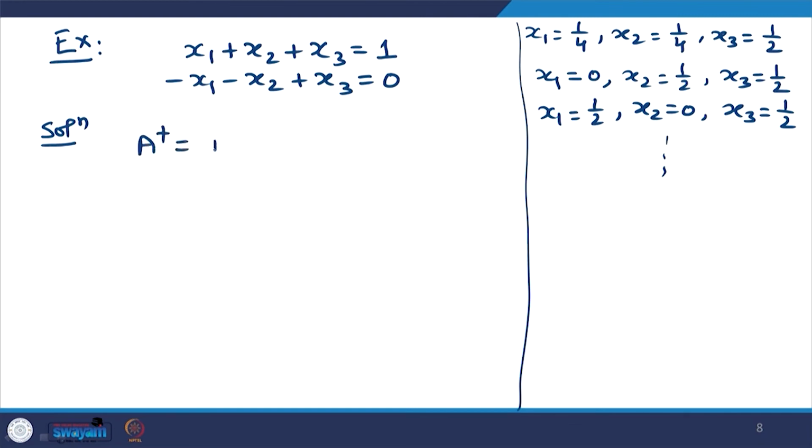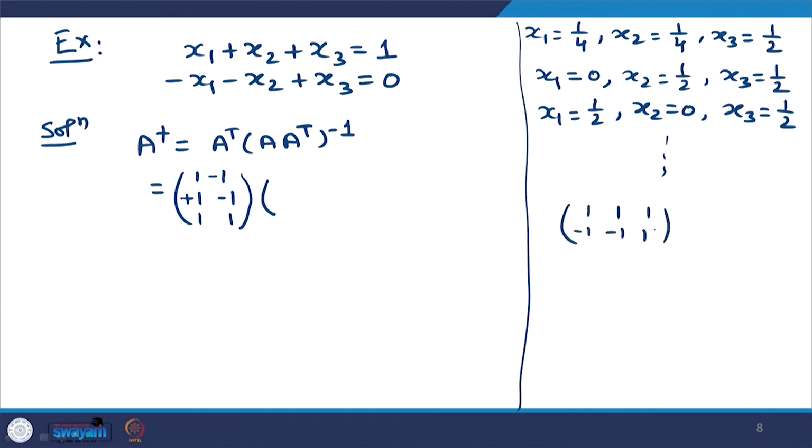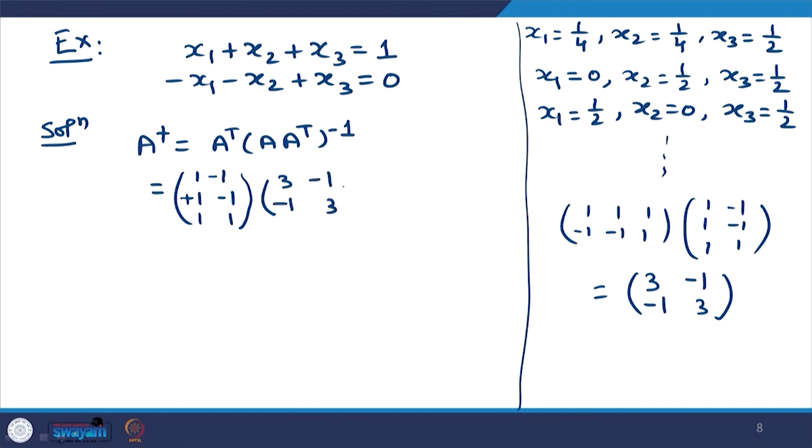So, again we will use whatever we have learned. I will calculate the pseudo inverse of A, that is A transpose times the inverse of A A transpose. Here A transpose will become 1 minus 1, 1 minus 1 and then 1 1. A into A transpose will become 1 1 1, minus 1 minus 1 1 into A transpose. So, this comes out to be 3 minus 1 minus 1 3, and the inverse of this will be 1 upon 8 times 3 1 1 3.